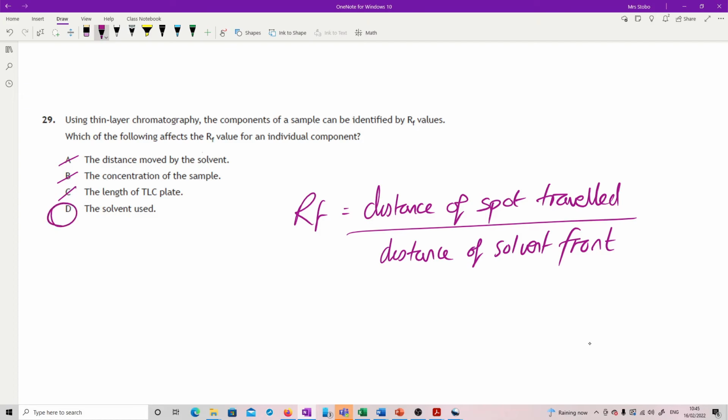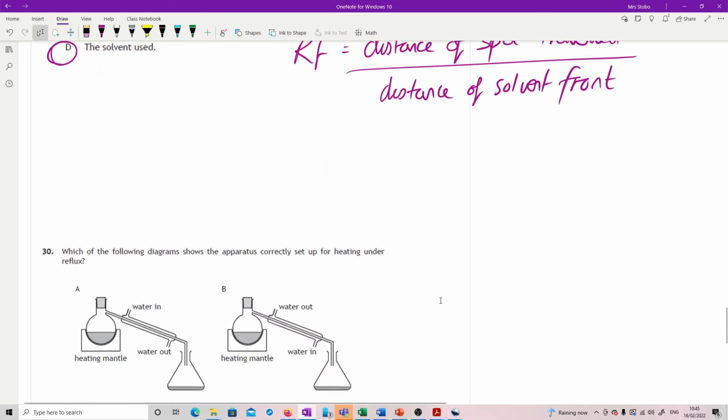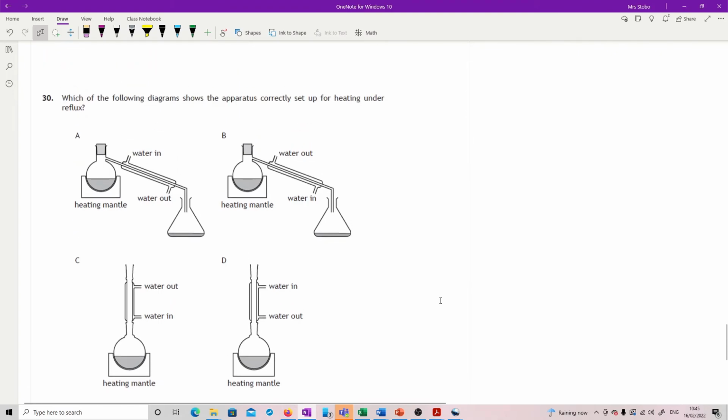However, the solvent is what's picking up and moving everything that you're looking at, so change the solvent, change the solubilities, that's going to change where it gets dropped. So definitely solvent used. And 30.